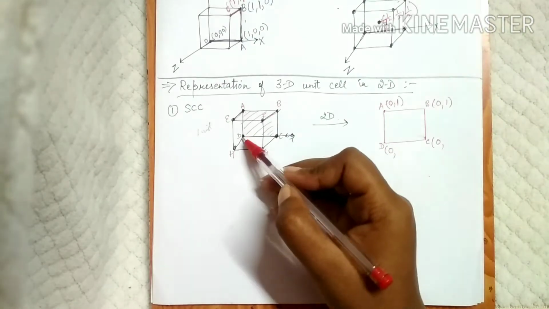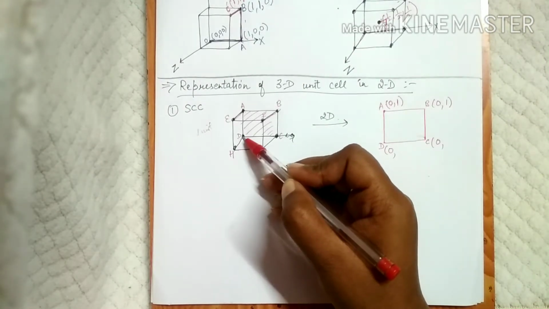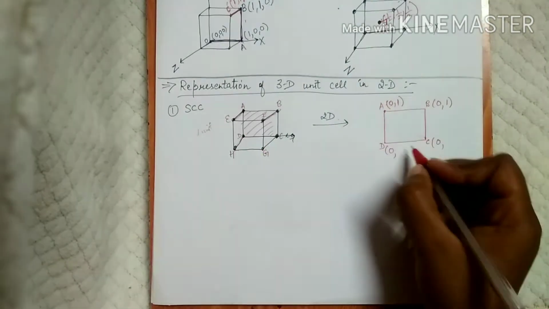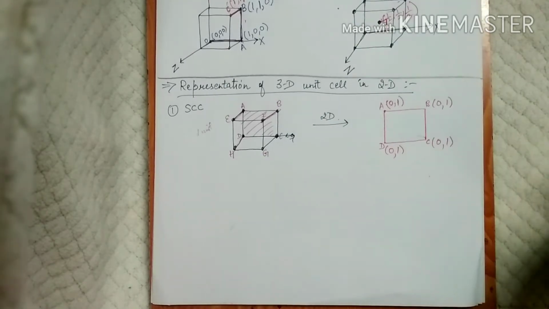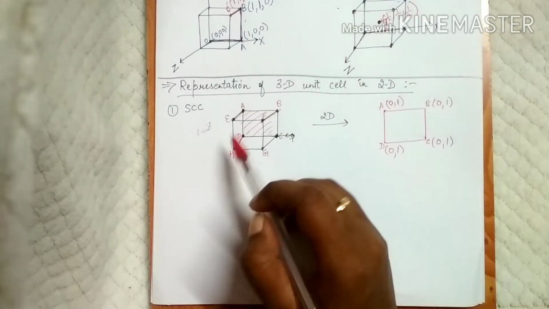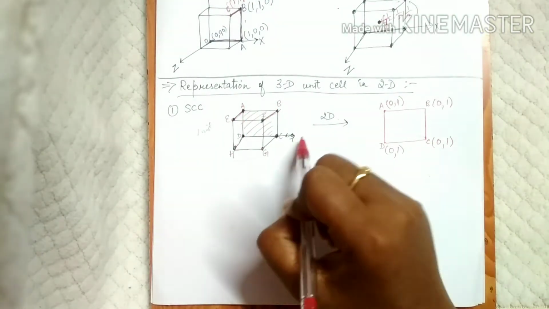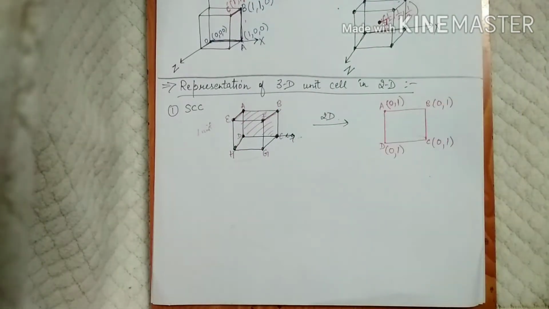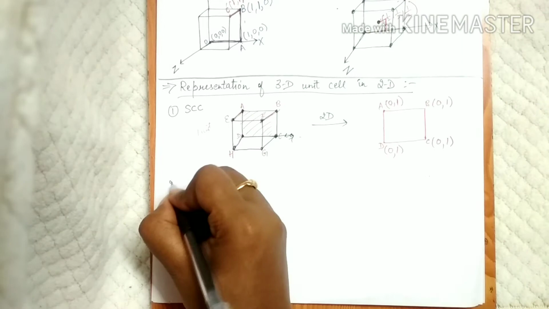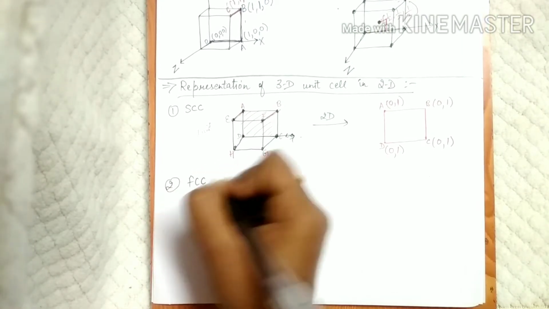Similarly for D, at 1 unit straight distance from D, H is present, so 1. Similarly for C. So this way you can represent the 3D arrangement of simple cubic unit cell into 2-dimensional arrangement. Suppose I am taking one more example. For example, FCC.